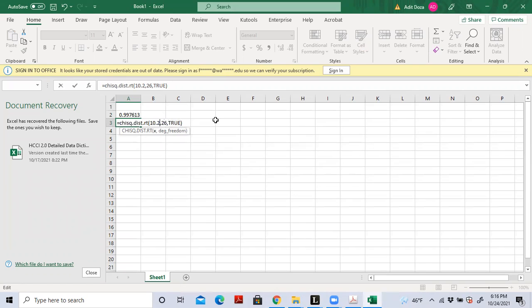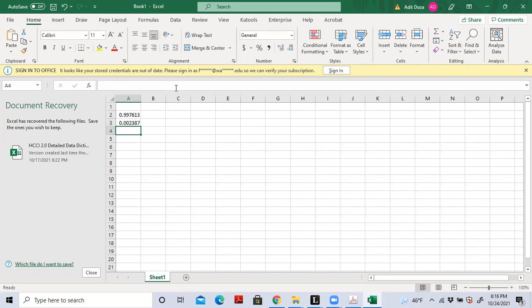Yeah, I have this problem too. I make it and then put a true and then it doesn't show anything. Because it cannot be .RT, it should be .DIST. Yeah, because it's a lower tail, right? You cannot write true in a .RT. So point. That's why. Yes.